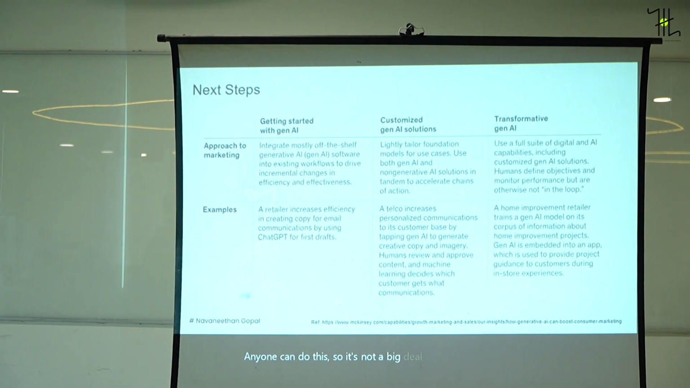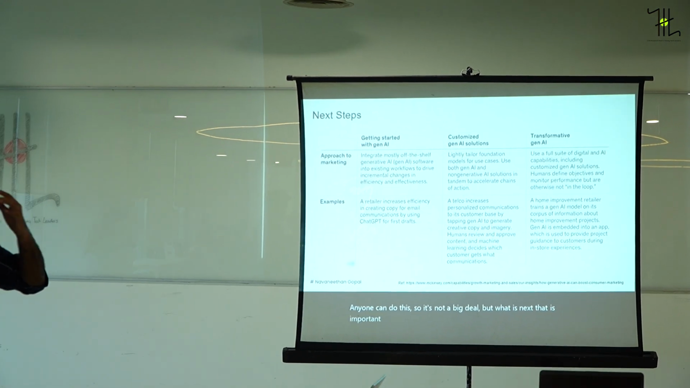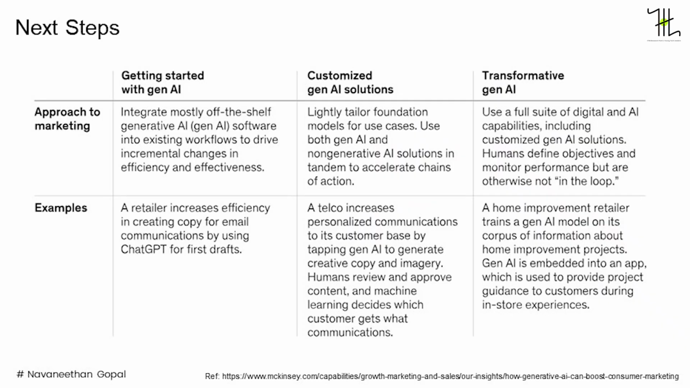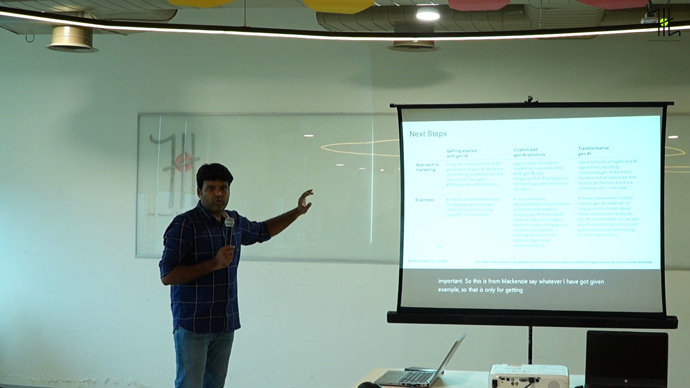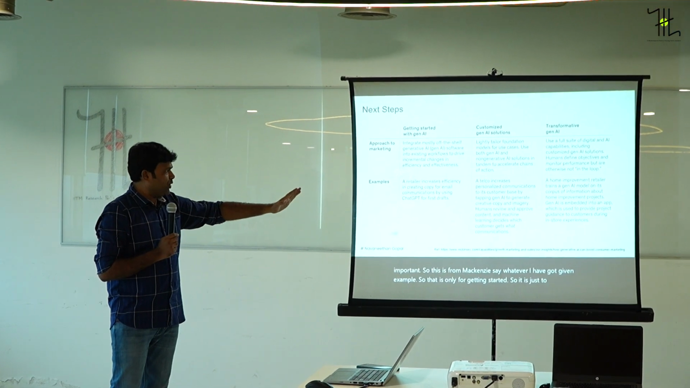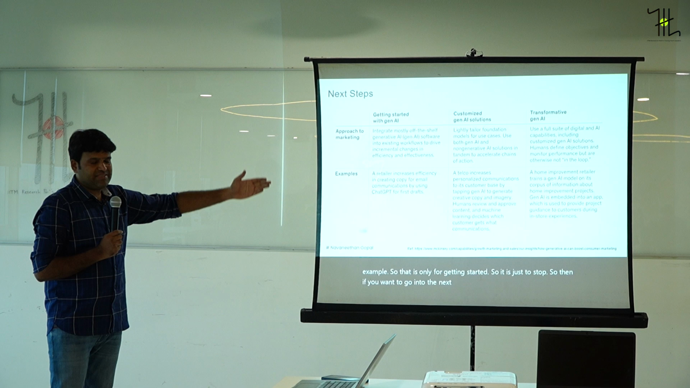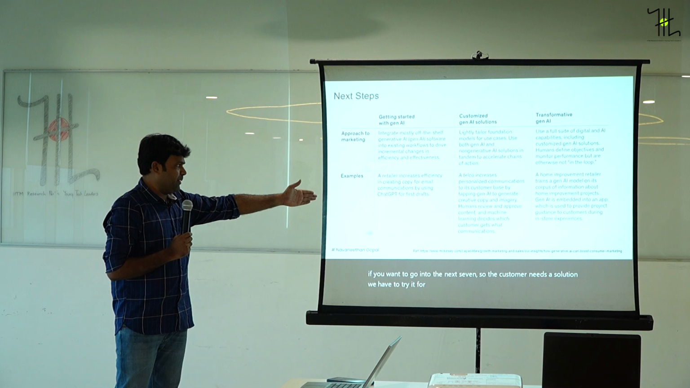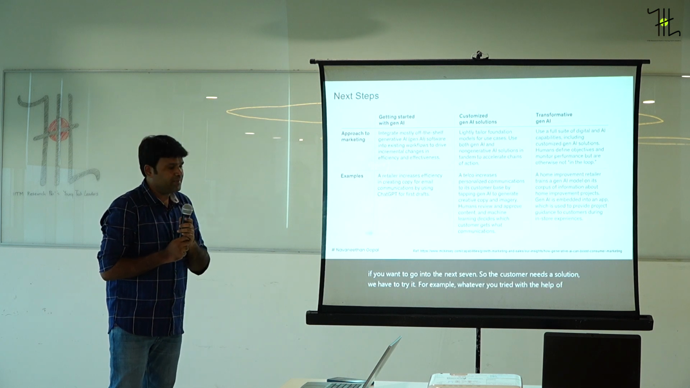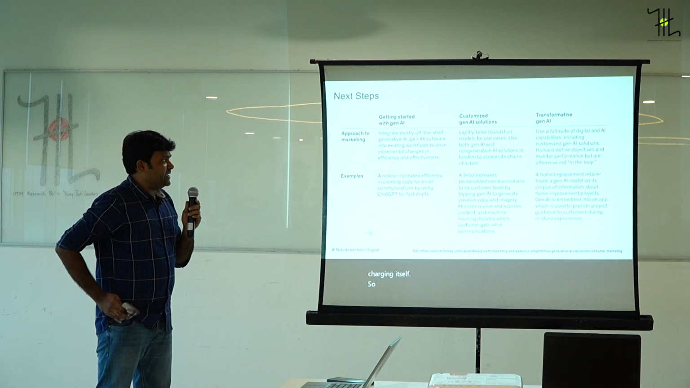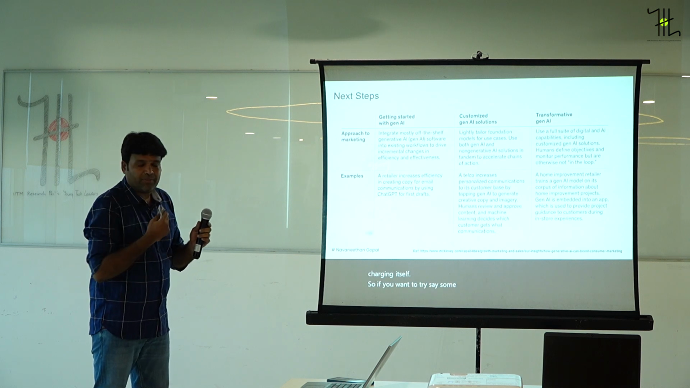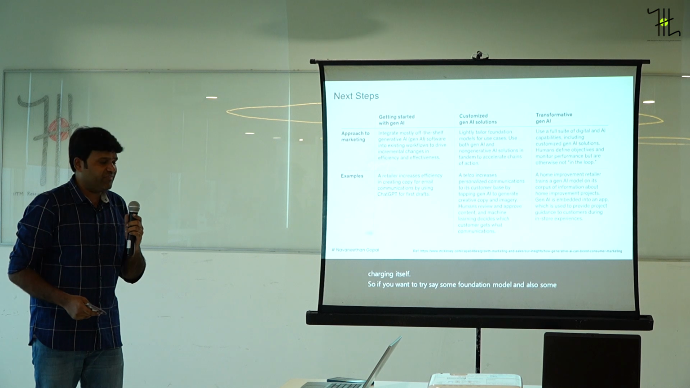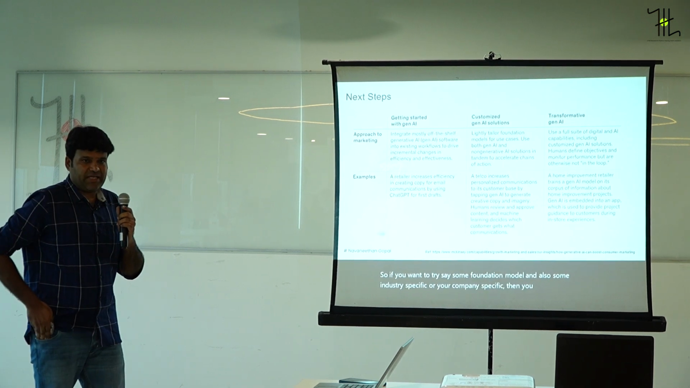But what is next? That is important. So this is from McKinsey. Whatever examples I have given are only for getting started. It is just to start. If you want to go to the next level, we have to try customized GenAI solutions. For example, whatever I tried, with the help of ChatGPT itself, you can create drafts. But if you want to try a foundation model and also something industry specific or company specific, then you have to go with customized GenAI solutions.